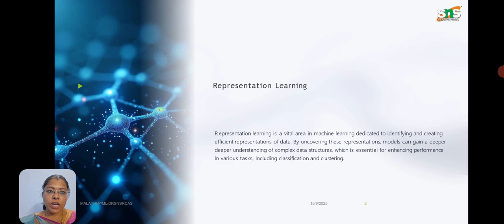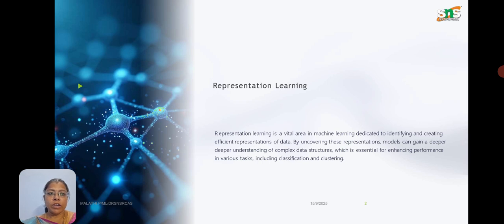In this video, we are going to see about the topic representation learning. It is a part of the topic which comes from machine learning. In the previous videos, we have seen a clear explanation about what is machine learning, and under that we had seen the types of machine learning: supervised learning, unsupervised learning, and reinforcement learning.